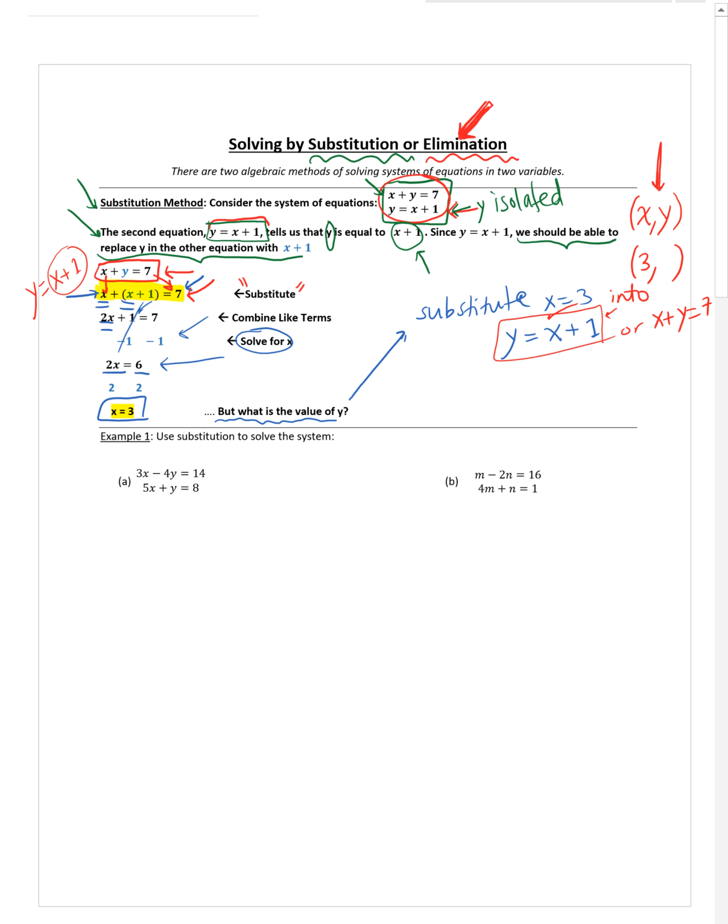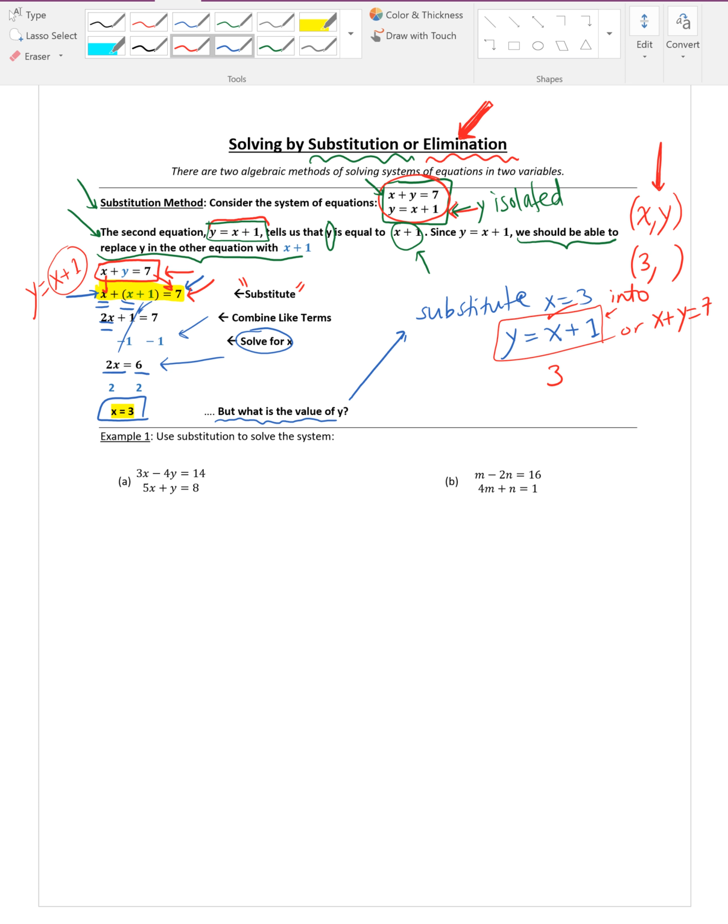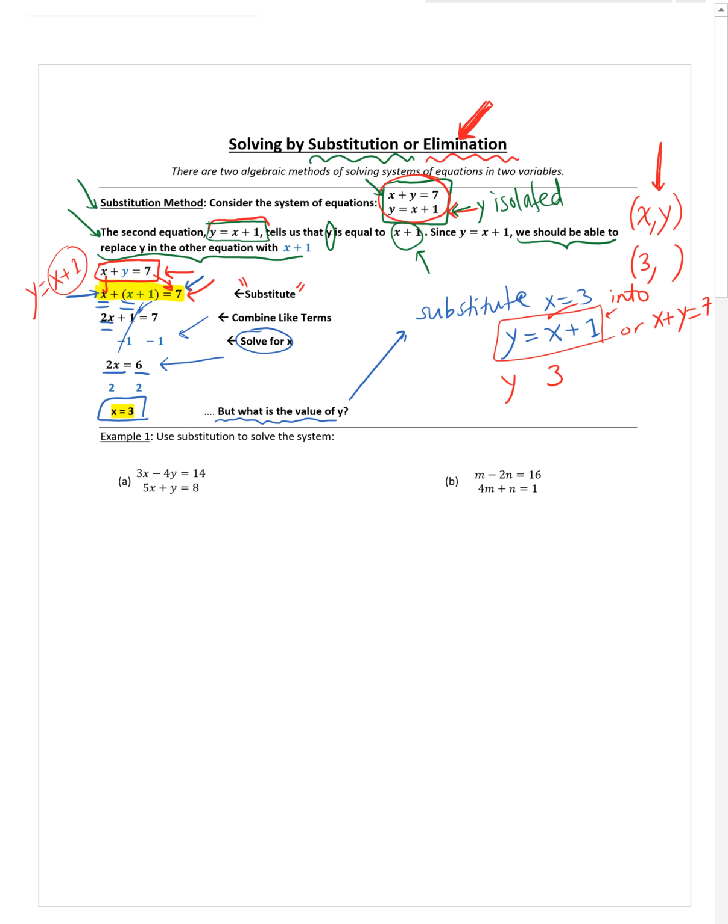Alright, so since x is equal to 3, we just found that out earlier, I'm going to substitute that guy in here for x. And then y just kind of falls into our lap. y is equal to x plus 1. But since x is 3, it's 3 plus 1, or 4. Alright, we found the ordered pair. We found that x was 3 and y is 4.